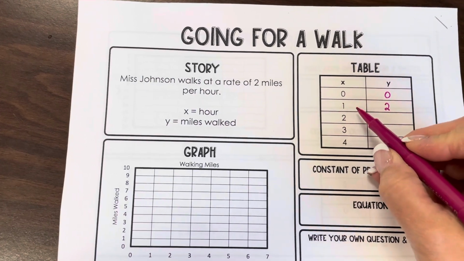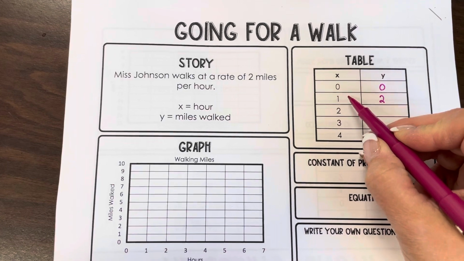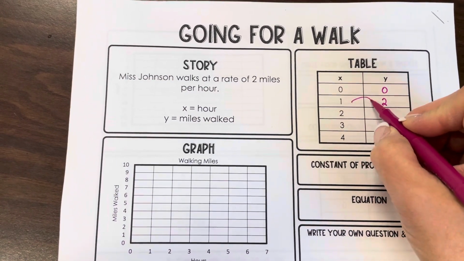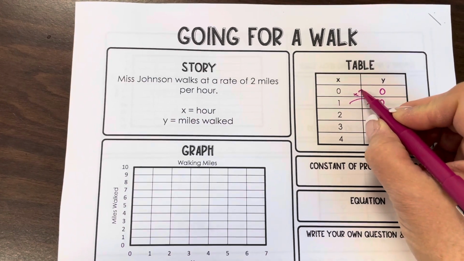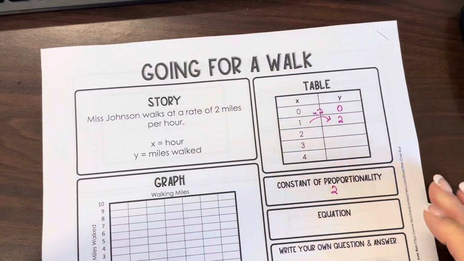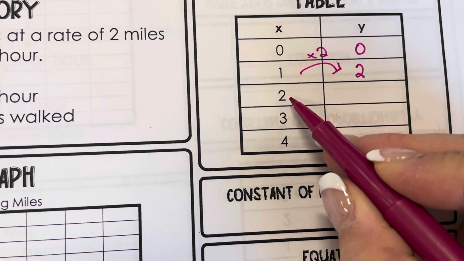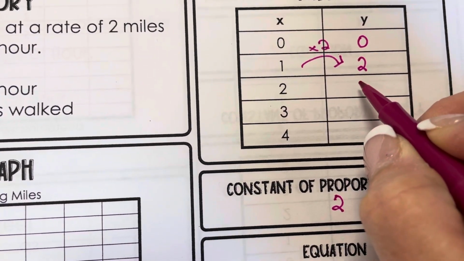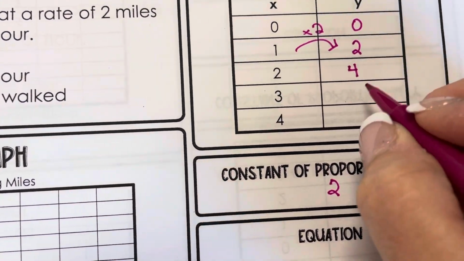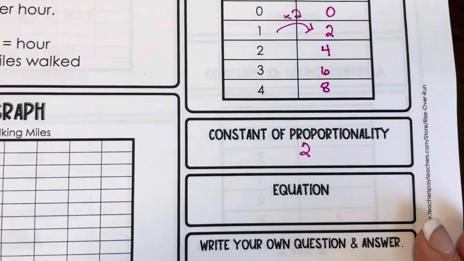And I think you can already see what the constant of proportionality is when it goes from 1 hour to 2 miles. That means it's multiplied by 2. So I'm going to go ahead and fill in the constant of proportionality. Oops, sorry. Okay. 2, she walks 2 miles an hour. That makes it 4 miles. And then as you can see, you keep multiplying by 2. And you have the table completed.